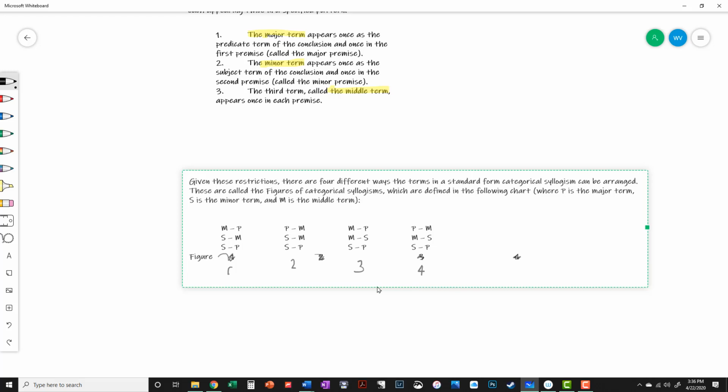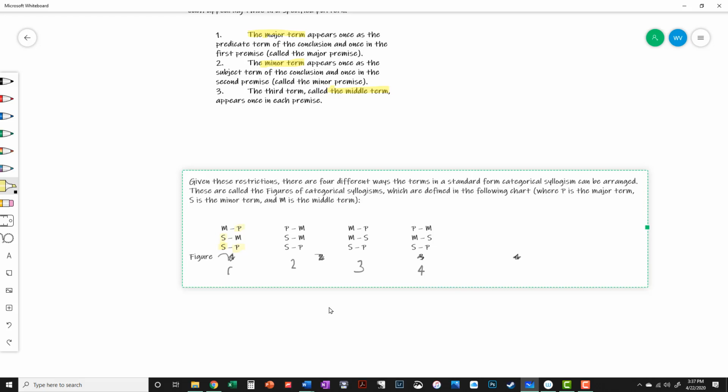All right, so what the figures represent are the possible arrangements of the terms in a standard form categorical syllogism, given the definition that we just had. So given that the minor term is the subject of the conclusion, and we call that S, and given that the major term is the predicate term of the conclusion, we call that P, we know that the major term appears in the first premise, and the minor term of the conclusion appears in the second premise.